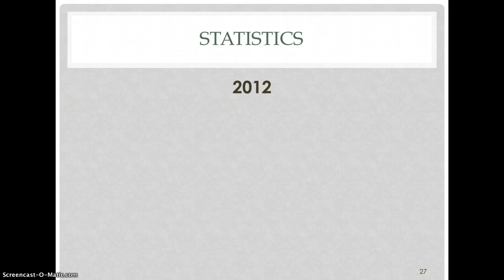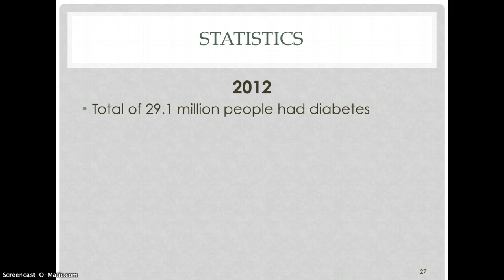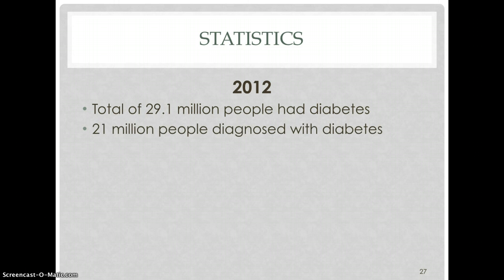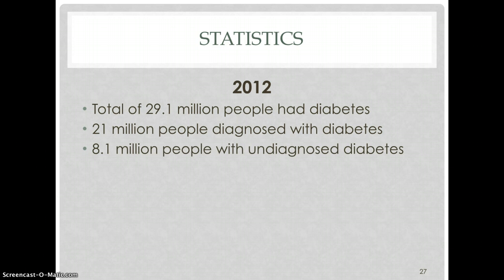Statistics. In 2012, a total of 29.1 million people had diabetes. 21 million people were diagnosed with diabetes, and 8.1 million people had undiagnosed diabetes.